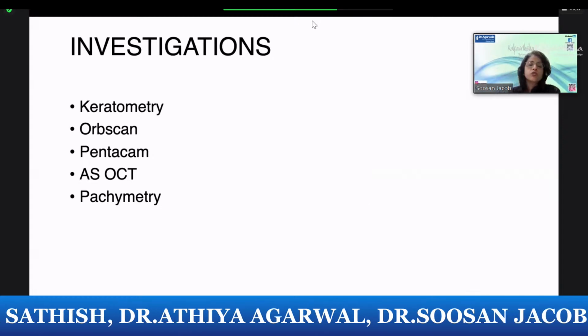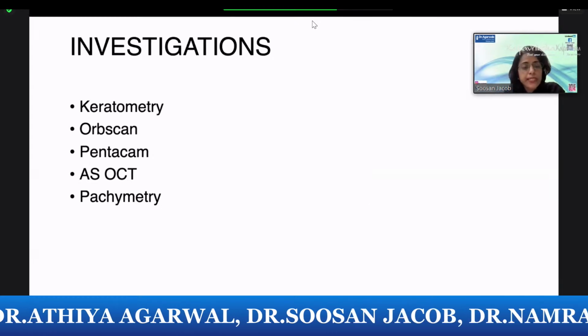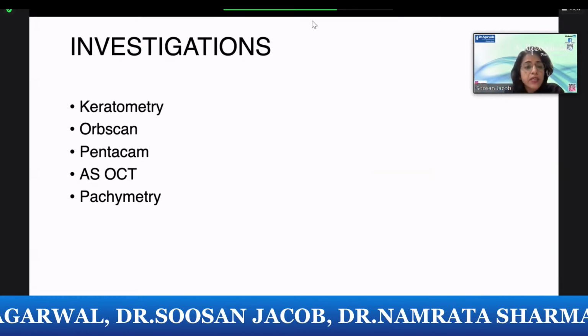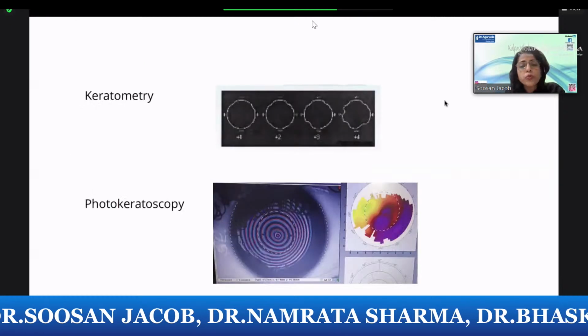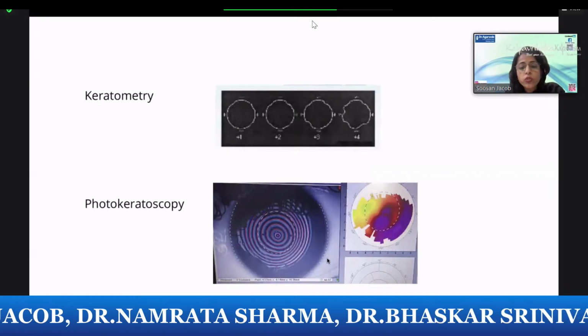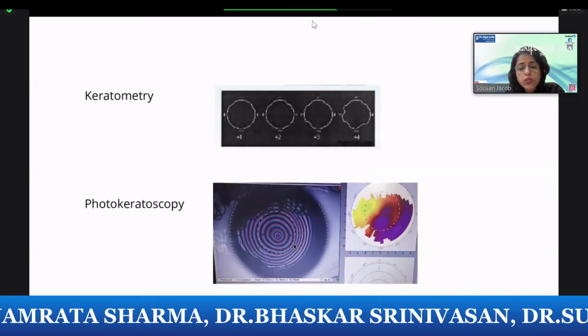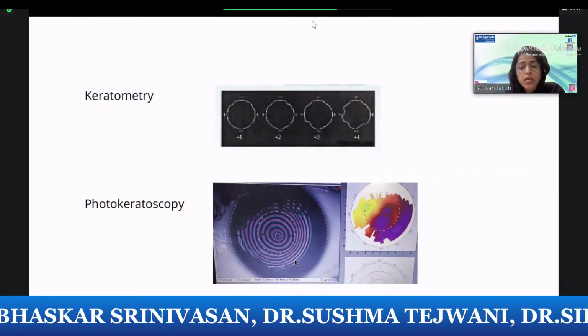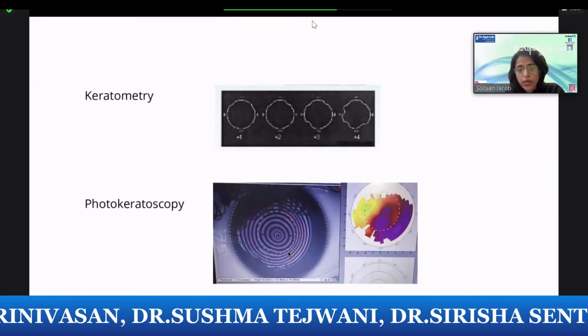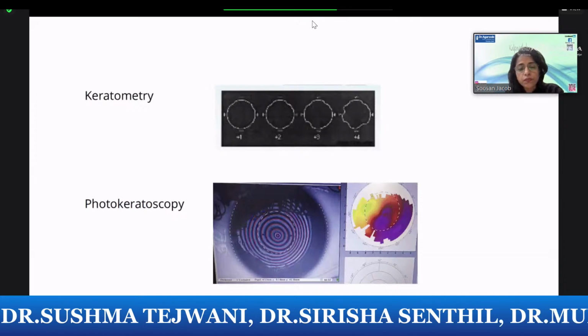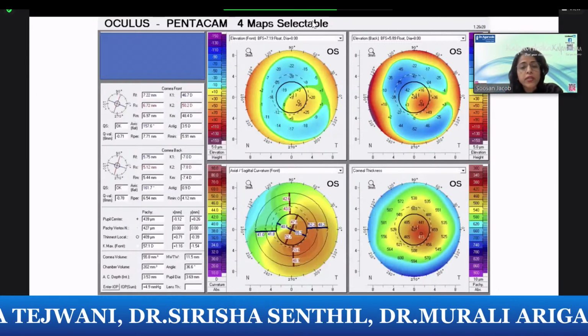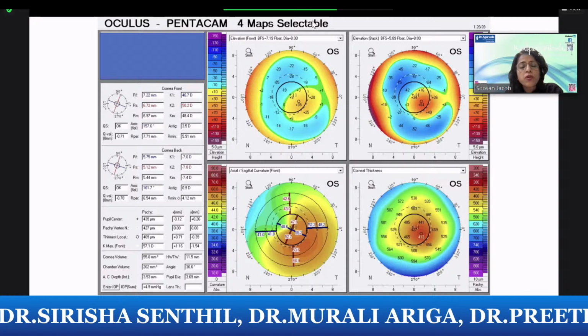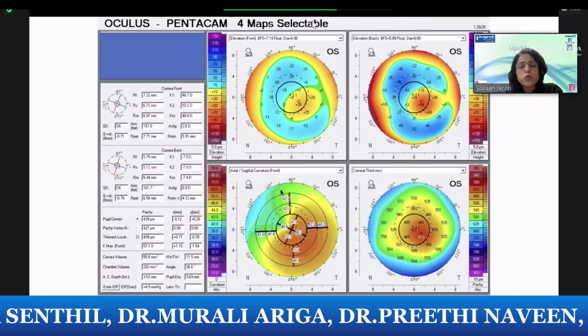The investigations that you do to detect keratoconus are basically keratometry, where you see that the mires are irregular and they don't really superimpose well on each other. You can have photokeratoscopy, again, where instead of having a circular Placido reflex, you get an elongation or a compression of these rings, which implies to you that there is either a flattening or a steepening correspondingly, and an irregular cornea. Pentacam or Orbscan or other kinds of corneal topography machines can be used to diagnose keratoconus.